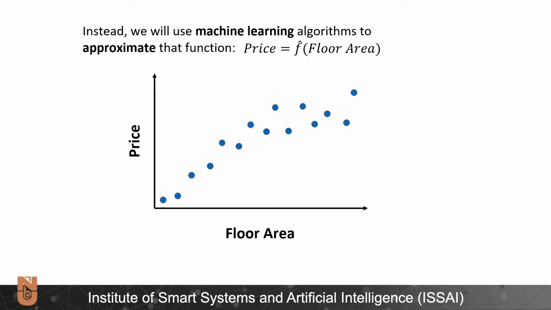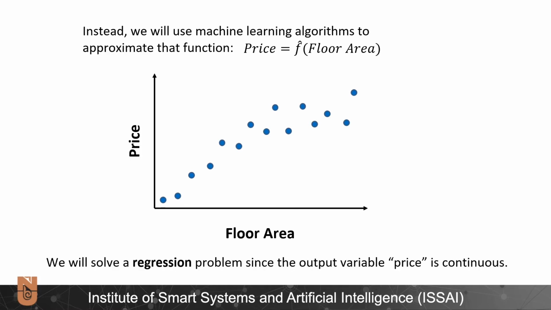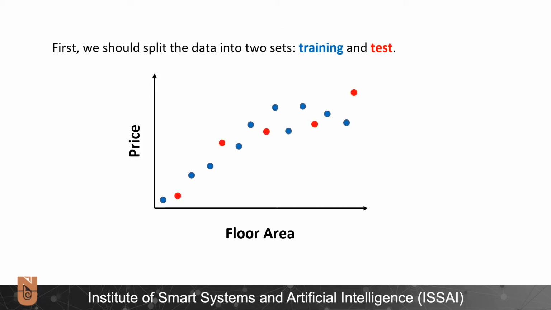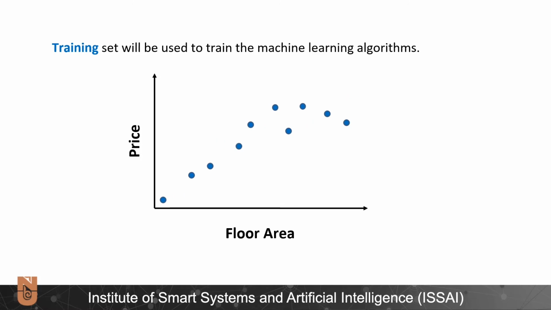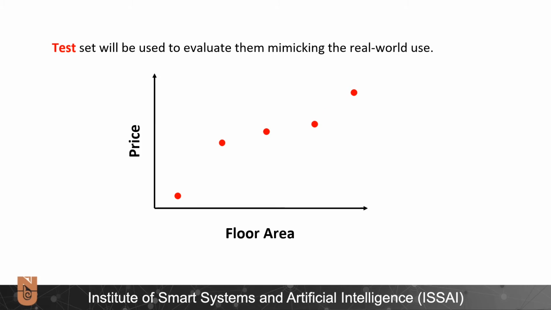Instead, we will use a machine learning algorithm to approximate that function. Here, we will be solving a regression problem since the output variable, price, is continuous. First, we should split the data into two sets, training and test. The training set will be used to train the machine learning algorithms, and the test set will be used to evaluate them, mimicking real-world use.